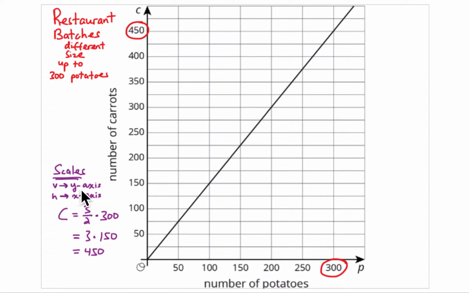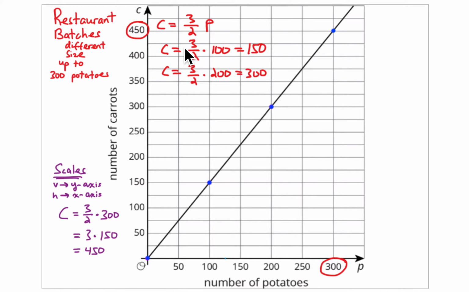So the y-axis is the vertical direction. It's going to be the carrots, and it's labeled right here. This is the scale. The numbers along these lines are the scale. The numbers along these lines are the scale as well. So this is the horizontal direction, the x-axis.